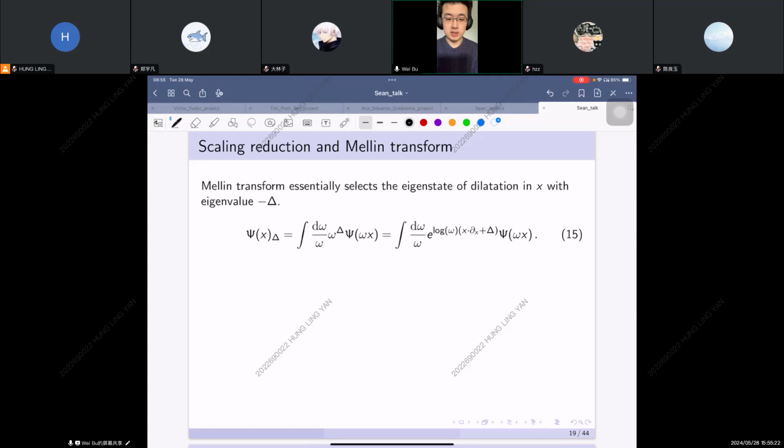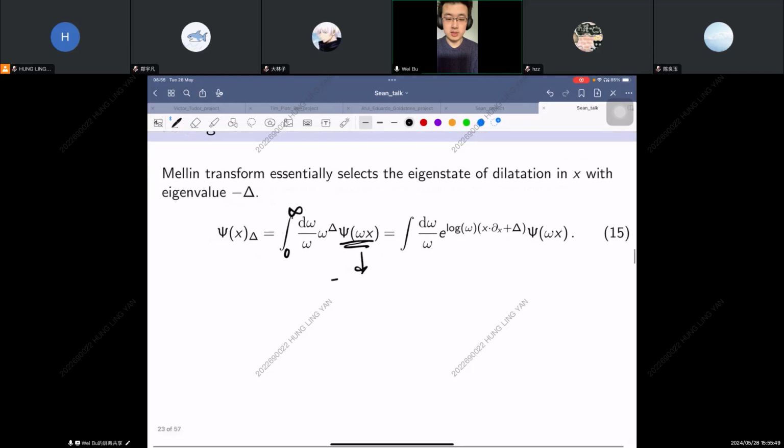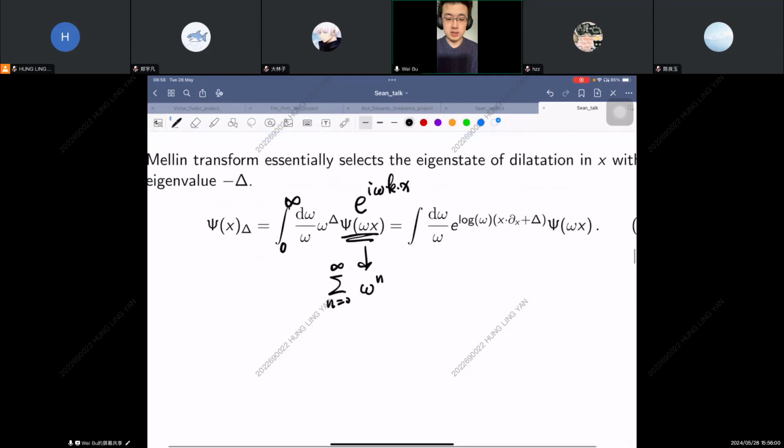So this Mellin transform, remember at the beginning, was defined as something like this. You integrate over the energy scale from 0 to infinity. So another way to see it is to see it as a scaling reduction. What that means is you can rewrite this integral. So first take this guy, take your momentum eigenstate, expand it in power series in omega. So I write it as I can go from 0 to infinity, omega to the n. But this is just, let me write k dot x, momentum eigenstate for a scalar.